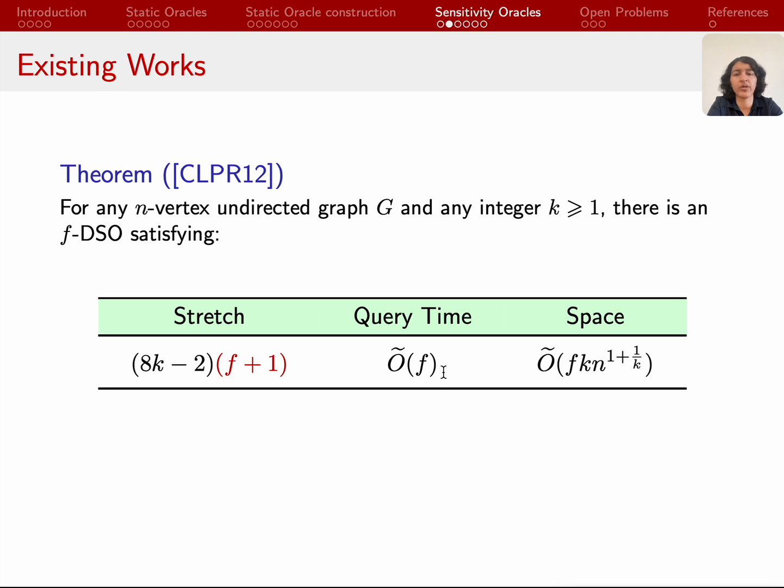So here query time is close to optimal. Space also is very efficient as it's close to the Thorup-Zwick space bound, and the stretch we get is quite large. Even for k equals 2, the stretch will be 14(f + 1). So after this, a natural question was, can we bring down this stretch?